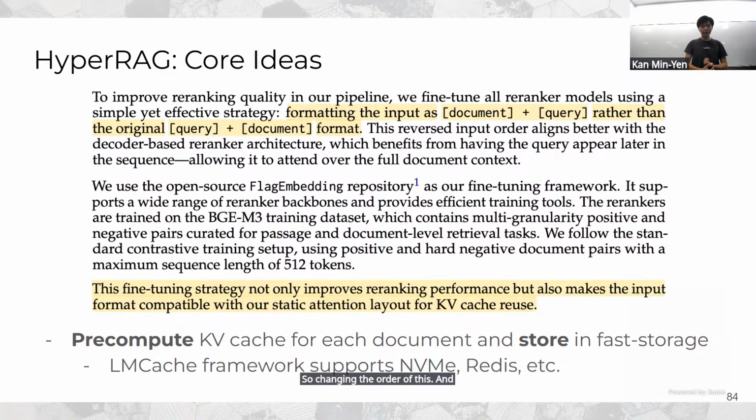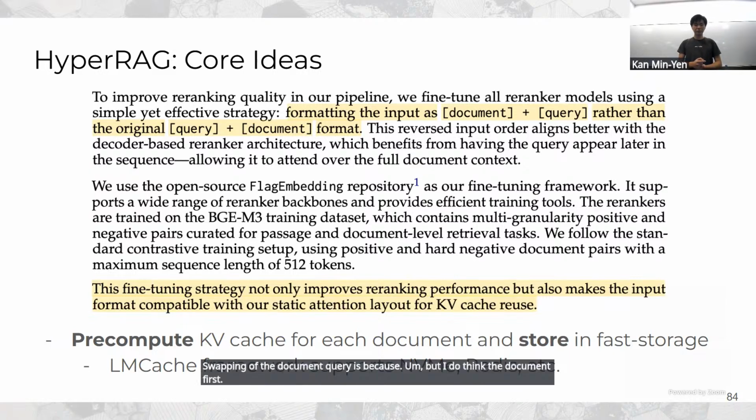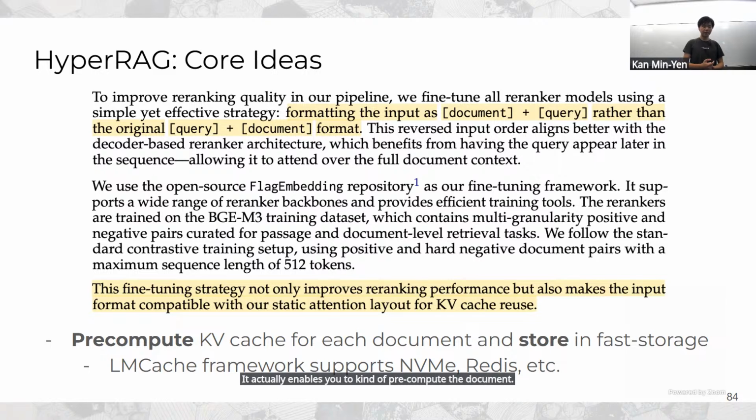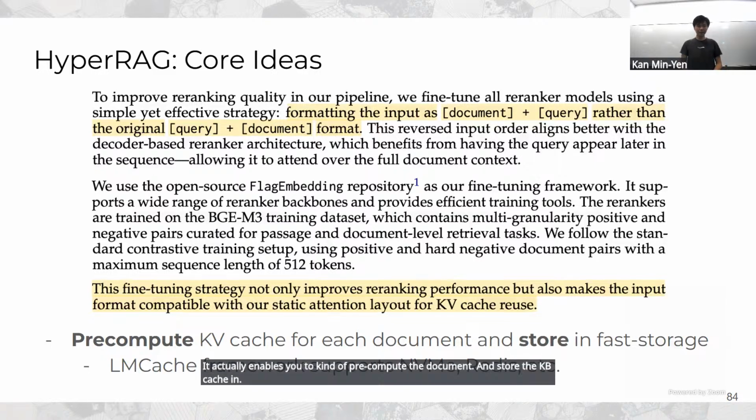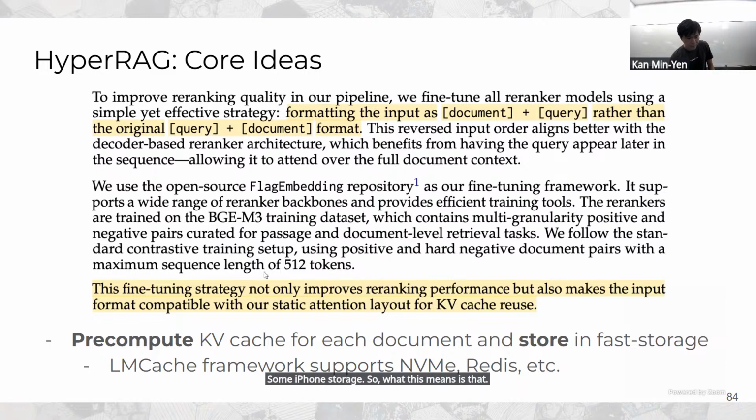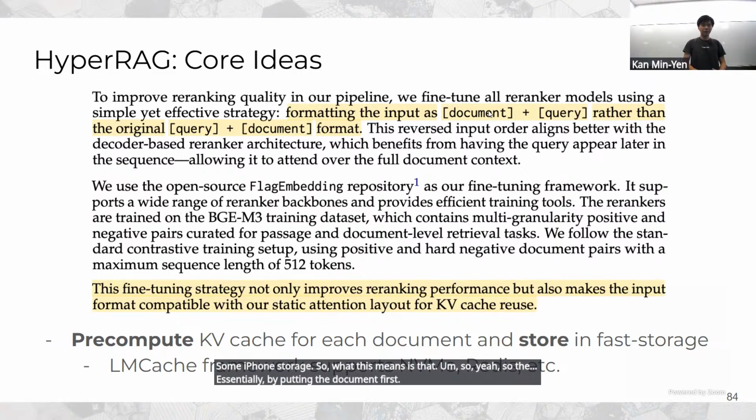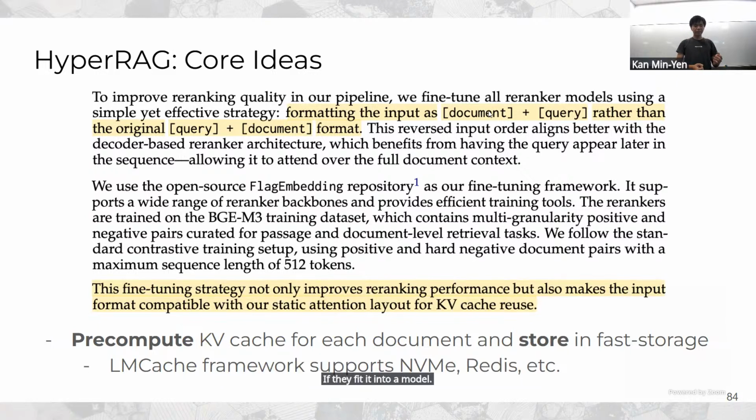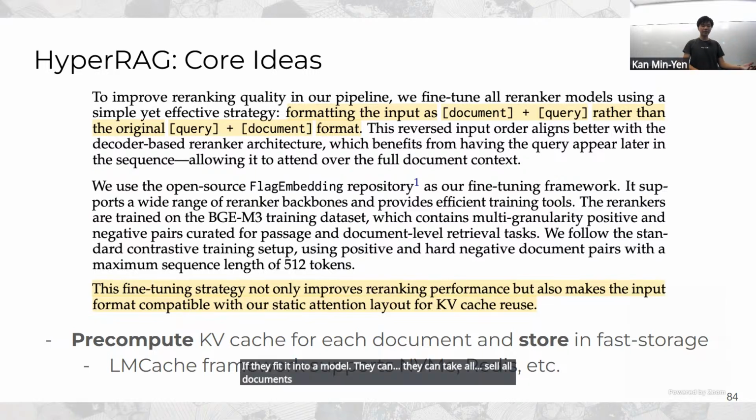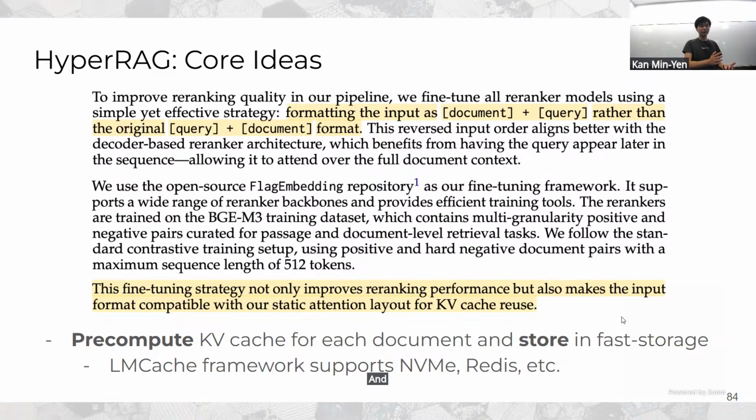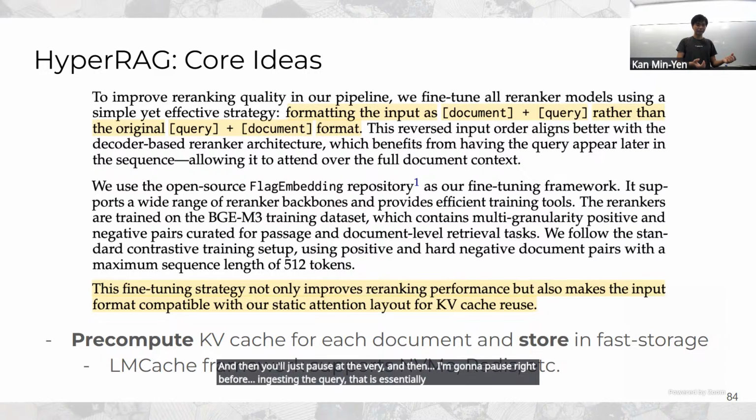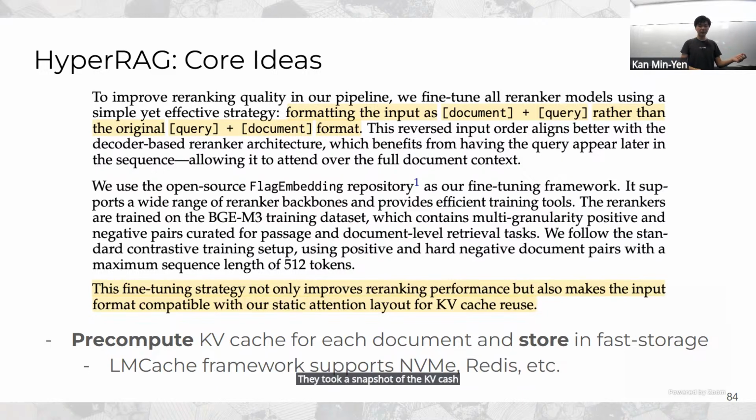And another reason why they did this swapping of the document and query is because by putting the document first, it actually enables you to pre-compute the document and store the KV cache in some other form of storage. So essentially by putting the document first, they can take the set of all documents and feed it into decoders without the query yet, and then they just pause at the query. When they pause right before ingesting the query, they take a snapshot of the KV cache and store it in some big data storage.